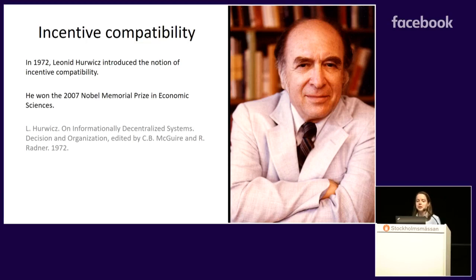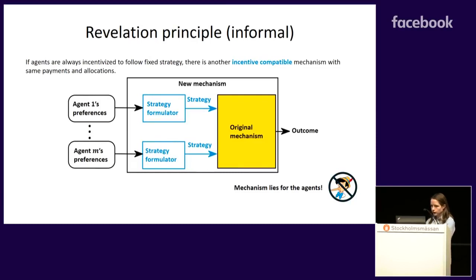And on another historical note, Hurwicz introduced this notion of incentive compatibility. He won the Nobel Prize in economics. And there's a fundamental concept in economics that, waving our hands a little bit, allows us to assume incentive compatibility without loss of generality. And this basically says that if you start off with some mechanism, and all agents are incentivized to follow some fixed strategy, maybe it's not a truthful strategy, but it's some strategy, we can create a new mechanism with the same prices and allocation where agents are incentivized to bid truthfully.